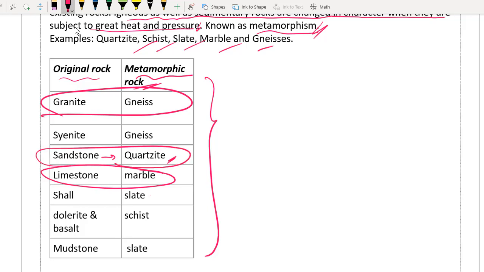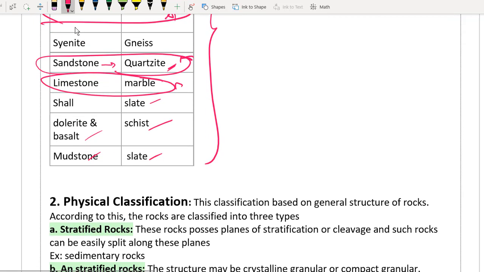Slate is from shale, schist is from dolerite and basalt, slate is from mudstone. So at least remember these three, very important frequently asked things. If you can remember slate also, that is good.